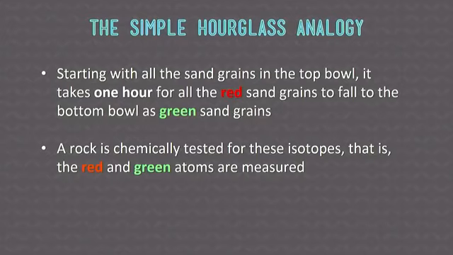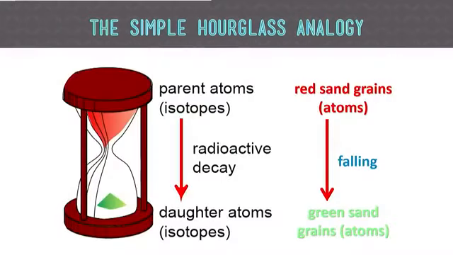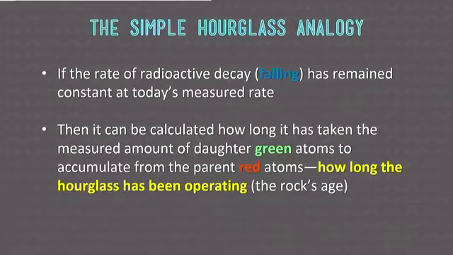So a rock is chemically tested to measure the amounts of red and green atoms. And then, if the rate of radioactive decay, or falling, has remained constant at today's measured rate, it can be calculated how long it has taken the measured amount of green atoms to accumulate from the parent red atoms. And that time period is regarded as the rock's age.